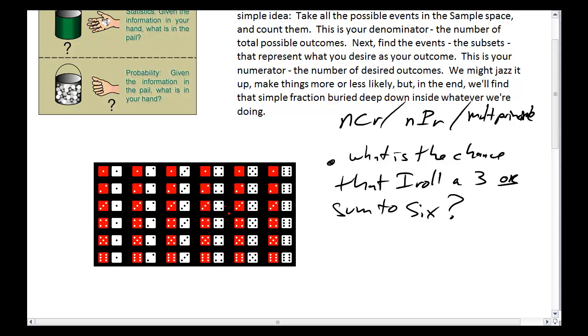Well, let's highlight those two things. The chance that I roll a 3 will happen down this row, and it will happen down this row, because this is a column, not a row. On the other hand, my chance of rolling a sum of 6 happens along this diagonal. 5 plus 1 is 6, 4 and 2 is 6, 3 and 3, 2 and 4, 5 and 1.